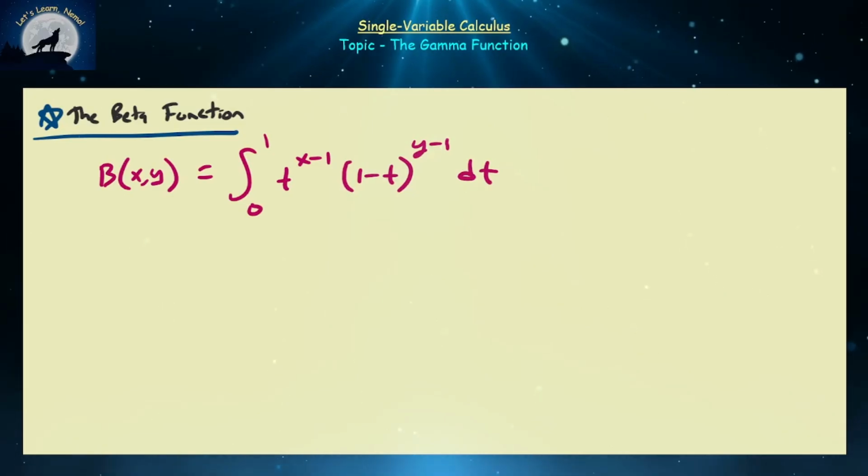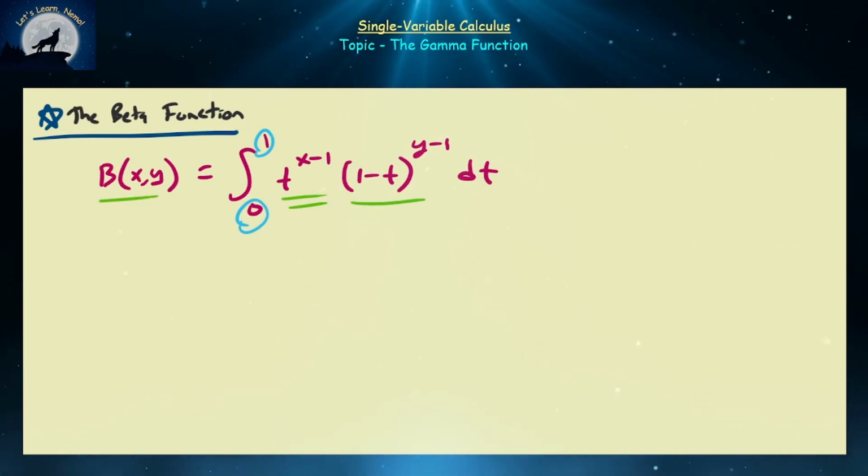So here we have the beta function. Now, a couple of first things that I want to mention that are different between the beta and the gamma function. The gamma function goes from 0 to infinity. The beta function goes from 0 to 1. So that's the very first difference. The beta function and the gamma function both have this t to the x minus 1 term, but instead of e to the minus t, it has another polynomial-looking term, 1 minus t to the y minus 1.